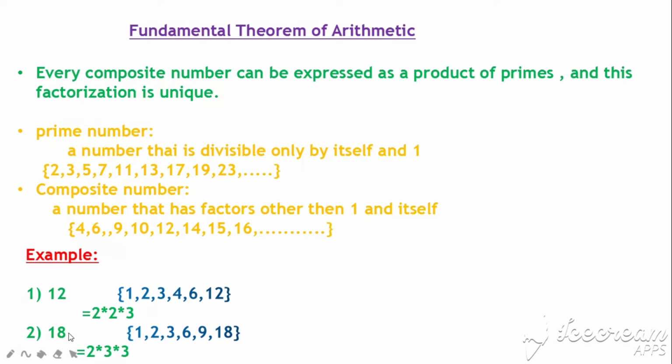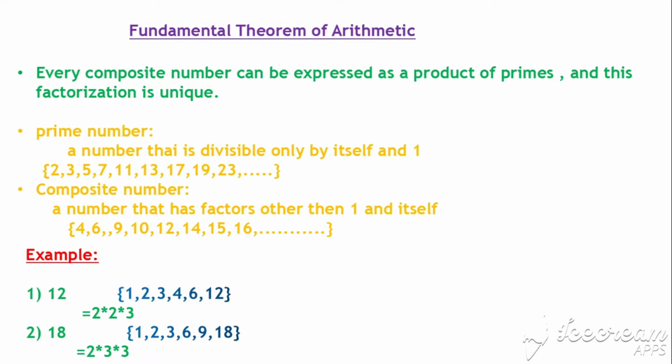Now moving on to the second example, which is 18. The factors of 18 can be 1, 2, 3, 6, 9 and 18. In all these factors, 2 and 3 are the only prime numbers. Now 18 can be expressed as a product of these prime numbers, which is 2 into 3 into 3. 2 into 3 is 6, 6 into 3 is 18. So every composite number, 18 is a composite number, can be expressed as a product of its prime numbers. This is nothing but the fundamental theorem of arithmetic.